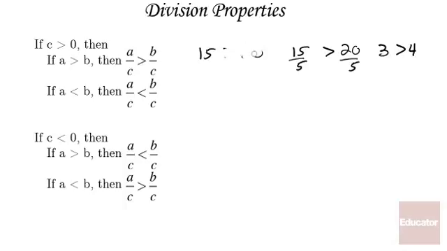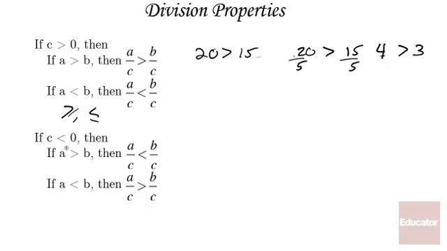Well, I need to start out with an inequality that is valid. So if 20 is greater than 15, and I divide both sides by the same number, I'm starting out with 20 is greater than 15. 20 divided by 5 is greater than 15 divided by 5, which gives me 4 is greater than 3, which is true. The same holds for less than, greater than or equal to, and less than or equal to.